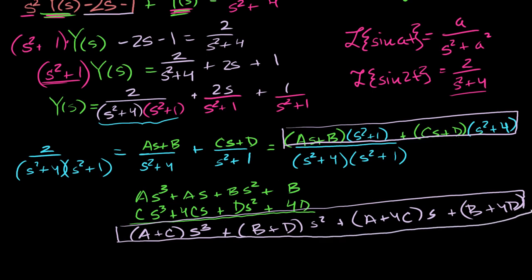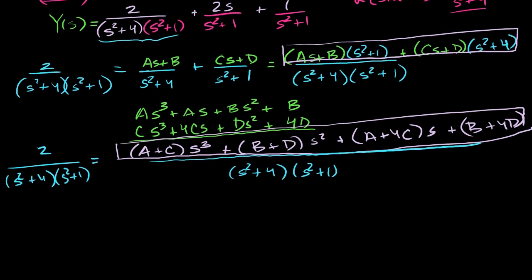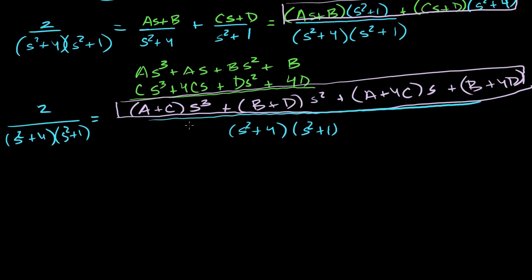The denominator is still what we had written before. The denominator is still the s squared plus 4 times the s squared plus 1. And of course, I have to show that this is a fraction. And this is going to be equal to this thing over here, 2 over s squared plus 4 times s squared plus 1. Now, why did I go through this whole mess right here? Well, the reason why I went through it is because we should be able to solve for a, b, c, and d. So let's see.